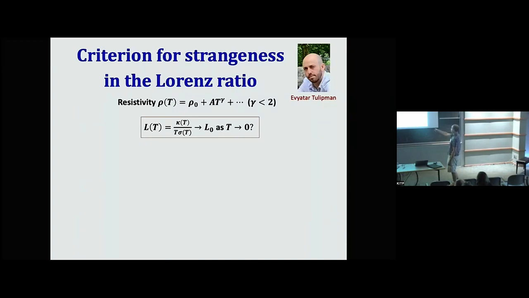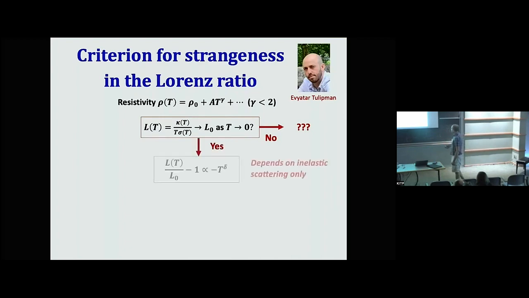First of all, is the Wiedemann-Franz law obeyed all the way down to the lowest temperatures? If not, this is a new beast. This is a new animal, okay? We really have to rewrite the textbooks. But there are very few cases, if any, where this has really been established down to the lowest temperatures.